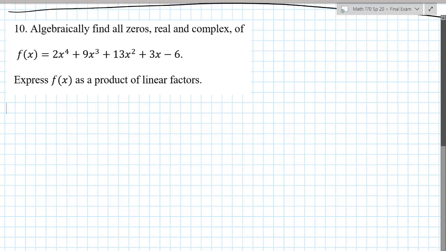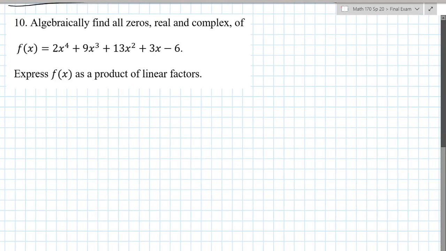We want to algebraically find all zeros and use that to express our function as a product of linear factors. So our goal is to factor this polynomial. And the easiest way to do this is using synthetic division if we have an idea of what the zeros should be. You can use your calculator to graph this to get a hint.